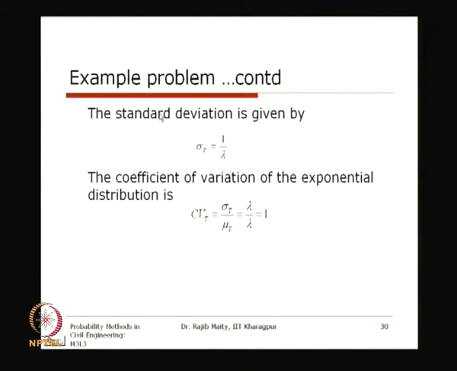Now, we know the standard deviation should be the positive square root of the variance. So, the standard deviation is again equal to 1 by lambda. The mean and the standard deviation are the same in magnitude, which is 1 by lambda. So, the coefficient of variation of the exponential distribution is equal to sigma t by mu t. This is 1 by lambda divided by 1 by lambda, which is equal to 1. So, the coefficient of variation is equal to 1.